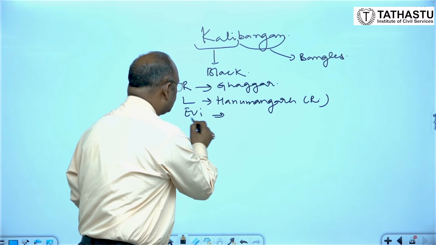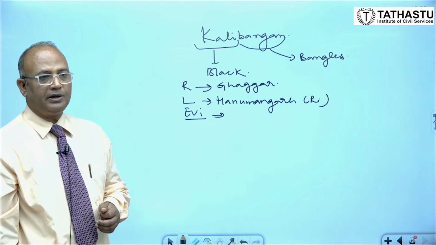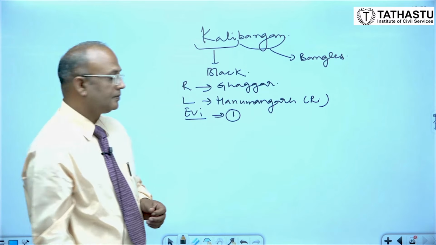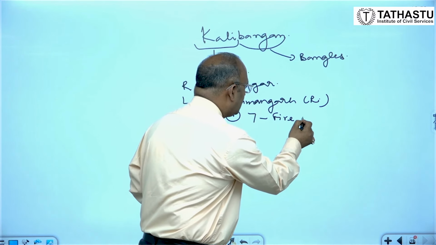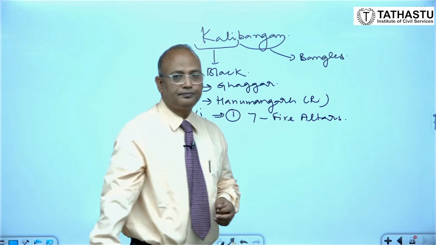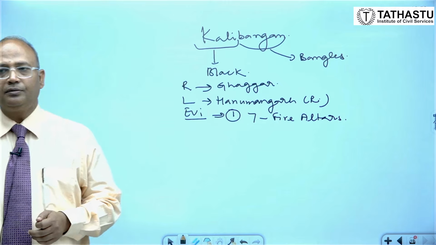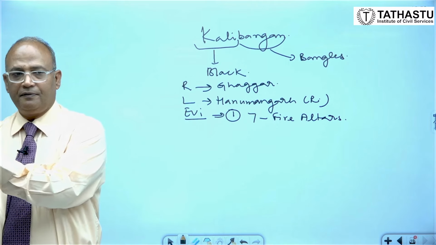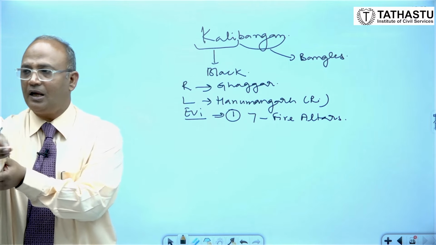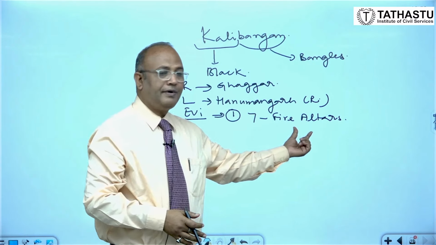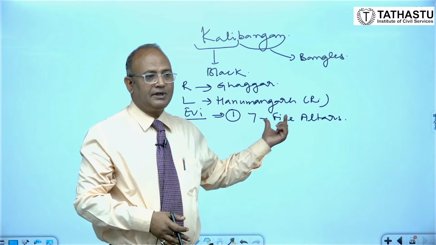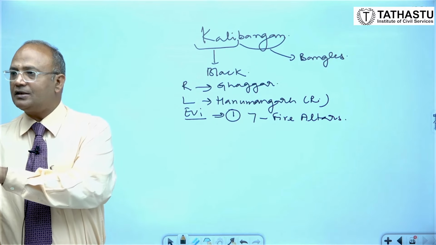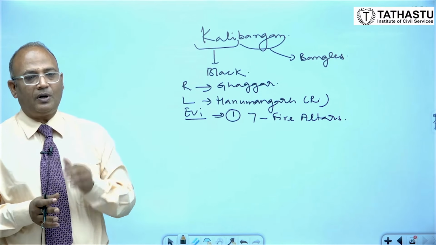Evidences. It is a very important site. Evidences, number one: seven fire altars. Fire altar, you know, we go to religious places, temples or some places. So there is a platform made for burning something, for havan or offerings. That place is known as a fire altar. So they had seven fire altars. It means the Harappan people also believed in such things. I will discuss the religious life of the Harappan civilization later on, how they were believing, what their belief system was.